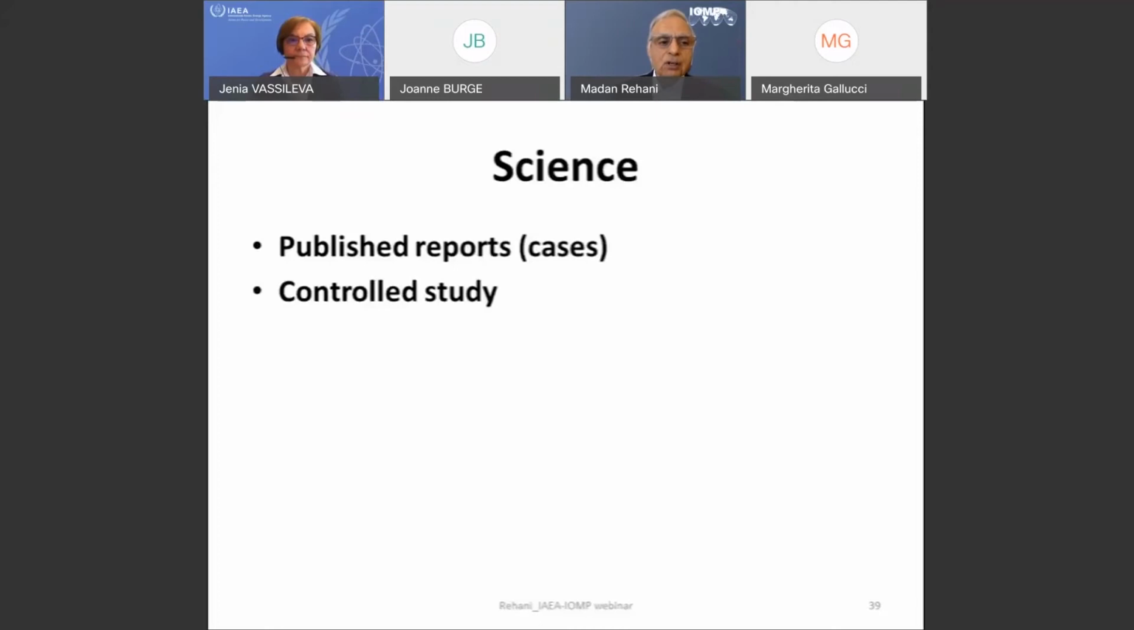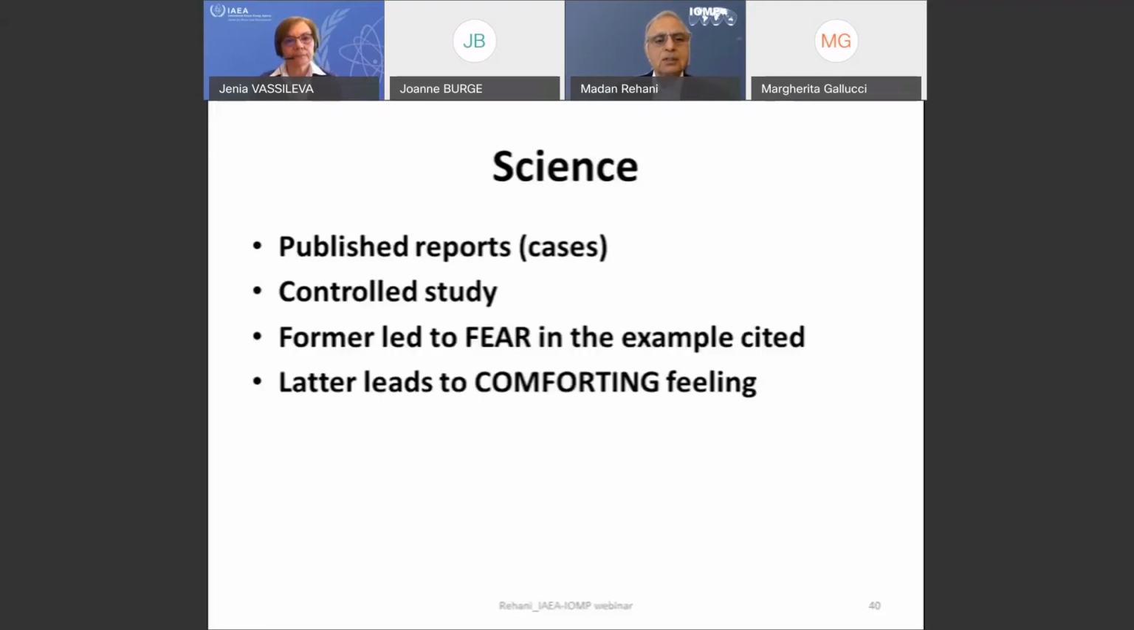So when we talk about misuse of the cumulative effective dose, we need evidence. This second bullet point shows evidence. The first bullet point was some case reports. The former will lead to fear, whereas the latter will lead to a comforting feeling, as the previous slides have shown. So I think we as scientists need to be guided by evidence rather than apprehension or fear.